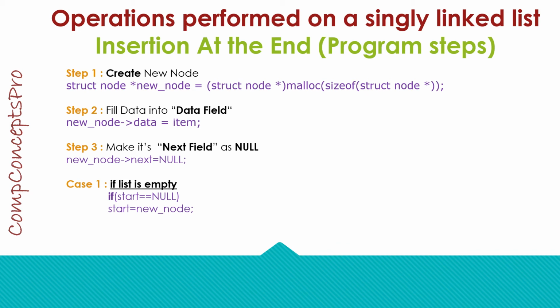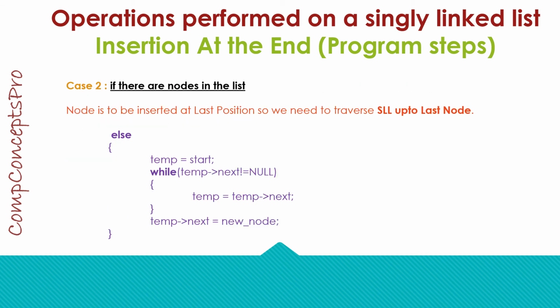So as usual, first we'll create a new node and assign value to its data field. After that, we'll make the next pointer of the new node null. Then again, like the insertion in beginning, we'll check a few things, like whether this is the first node to be inserted in the list. If yes, we'll store the address of this new node in the start pointer. But if there are already some nodes in the linked list, then we have to first reach up to the last node of the linked list.